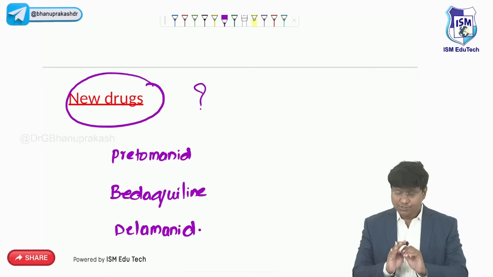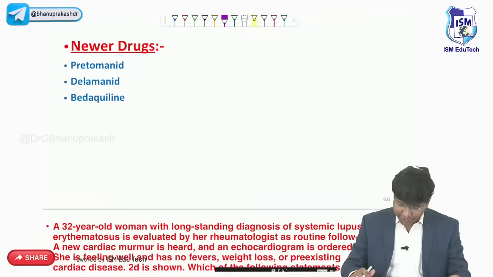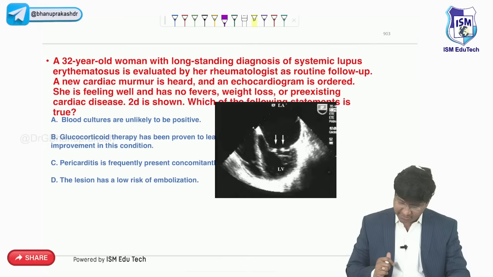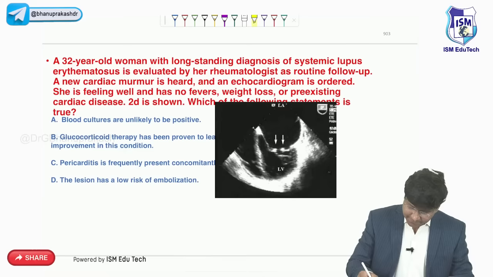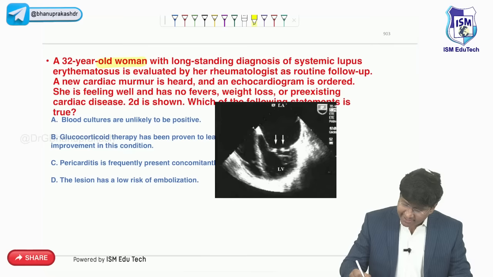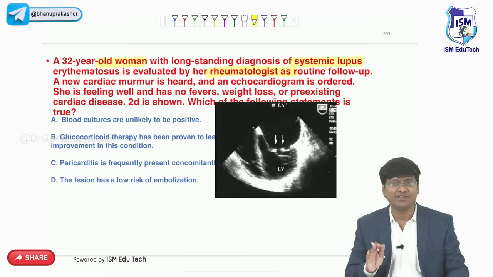The next important topic for our discussion will be the connective tissue disorders. Okay. This image has slightly overlapped the question as well as the options, but anyways, I'll read that for you. So the question is, a 32-year-old woman, long-standing diagnosis of systemic lupus erythematosus, is evaluated by her rheumatologist as a routine follow-up. A new murmur is heard, and when echocardiography is ordered, this is the echocardiographic finding.